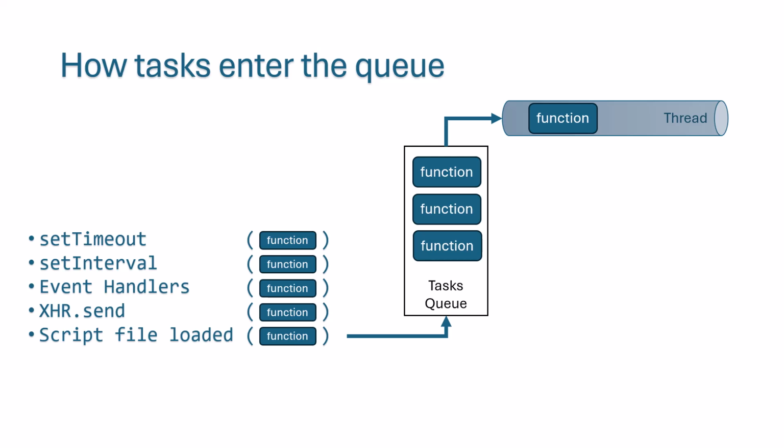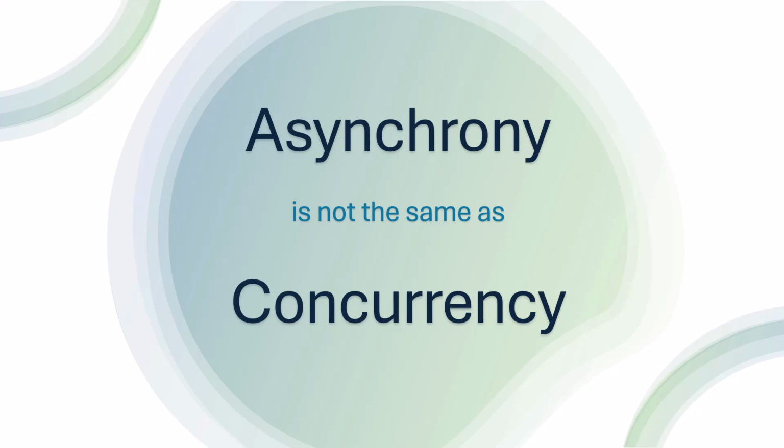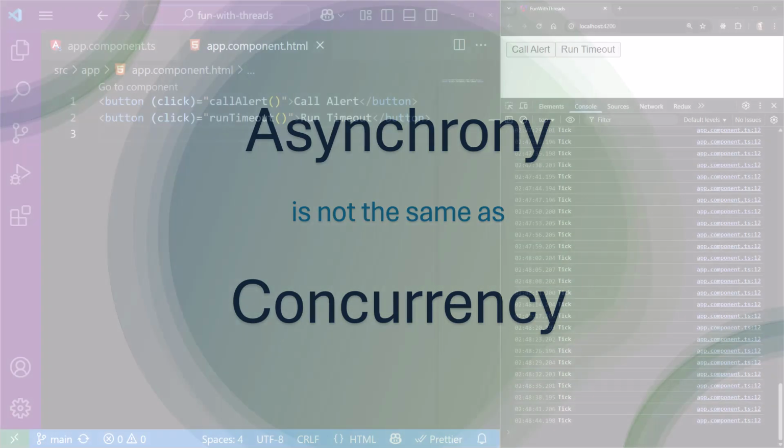To understand that, we need to separate two different ideas: asynchronous programming and concurrent programming. Concurrency means running multiple things at the same time. That needs multiple threads, so that's not possible in JavaScript. Asynchrony is different. It's about freeing up the thread so it can stay available. That way, while you're waiting for something to finish, the thread can keep going, doing other work. So let's look at a simple Angular example.